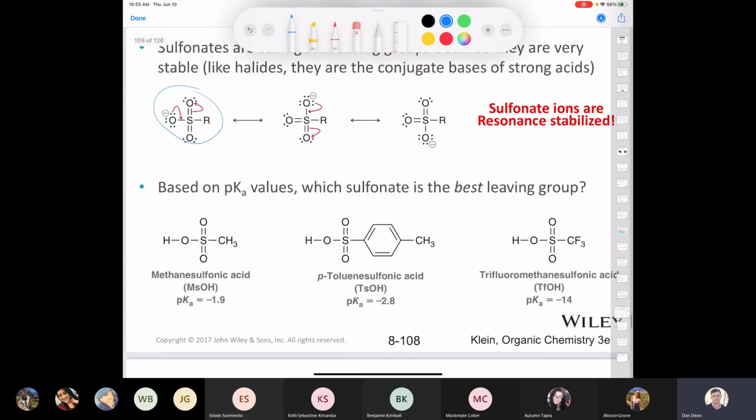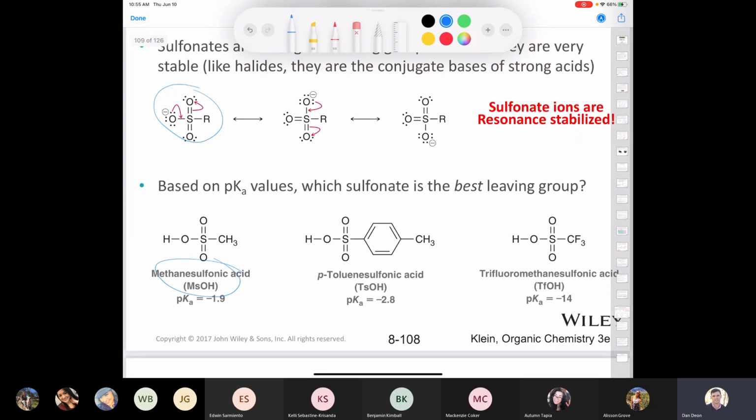If you look at their conjugate acids, you have methane sulfonic acid, toluene sulfonic acid, and check this one out. Are you ready for this? Look at this, triflic acid. This is trifluoromethane sulfonic acid. The shorthand name is triflic acid. This one we sometimes call tosic acid.